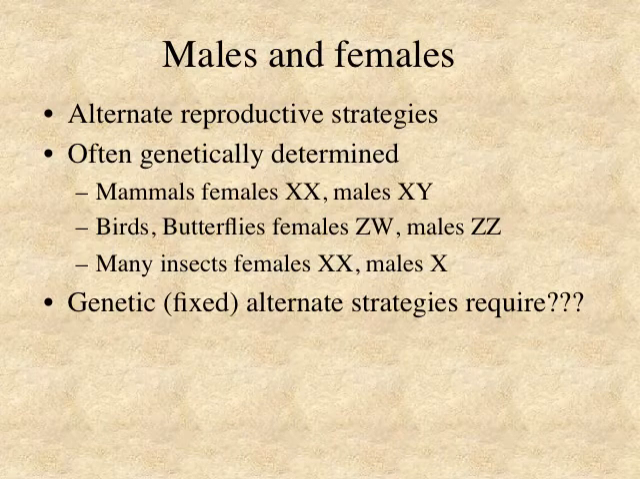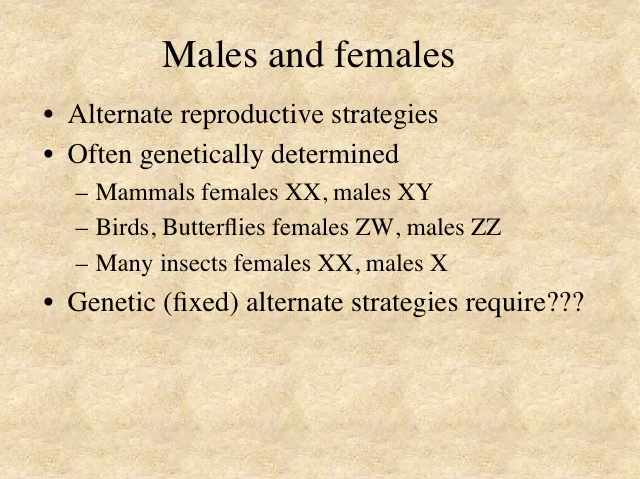So in mammals, you think, oh, females are XX and males are XY in their sex chromosomes. In birds and in butterflies, there's also chromosomal sex determination, but the females are ZW and males are ZZ. So in birds and butterflies, females are the heterogametic sex. In lots of insects, not all of them, but in many insects, females are XX and males are X. They have one X sex chromosome.